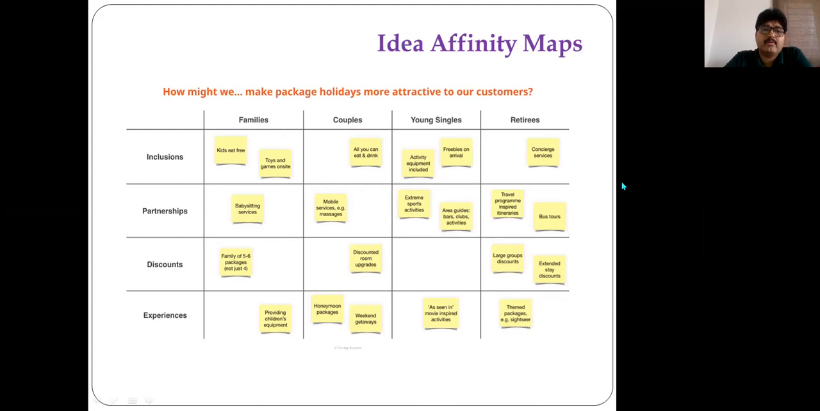For families, providing inclusions means kids' seats could be provided free, and toys and games are available on-site, so there is no need to carry them along. At the same time, with partnerships, there are provisions to take care of babysitting services, and if the family has around 5 to 6 members, giving certain package relaxations and benefits. And for experiences, providing children's equipment.